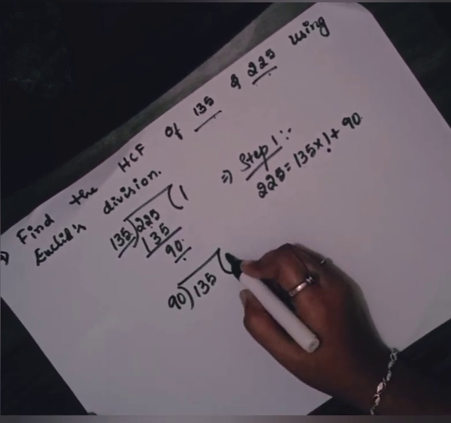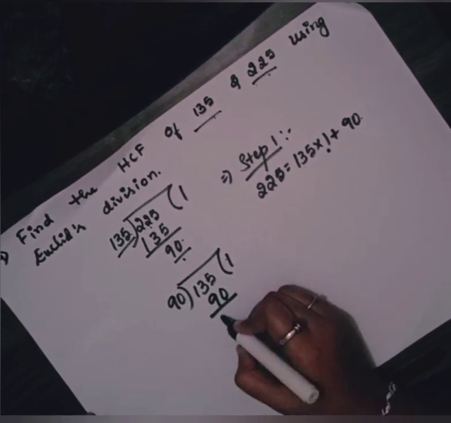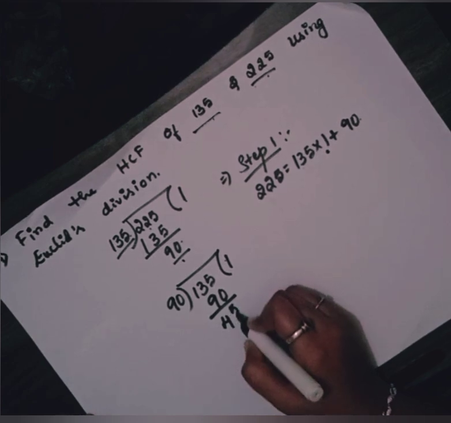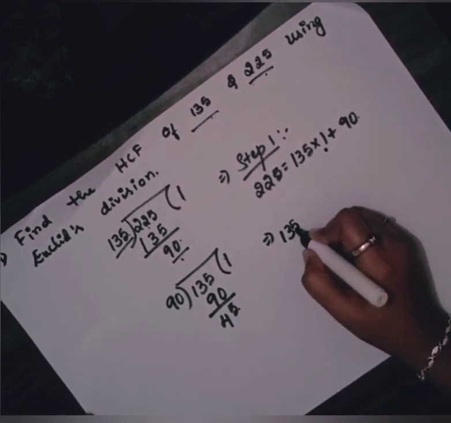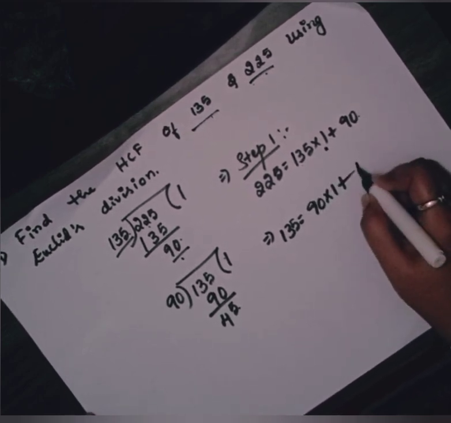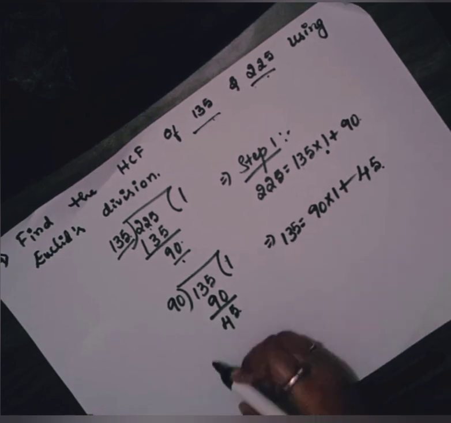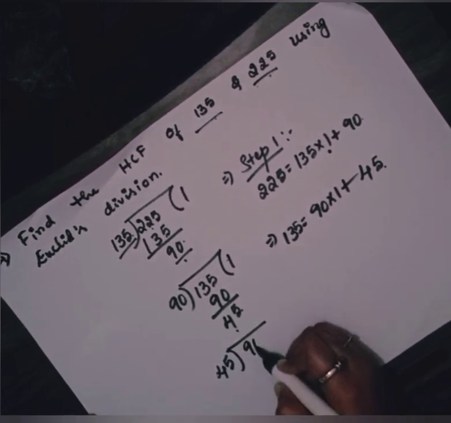90 again it will divide by 1s only, because 2s it will become more. So by subtracting I'll get 45. So now step 2 we will write 135 is equals to 90 into 1 plus 45. Same now, 45 will be outside, 90 will be inside.